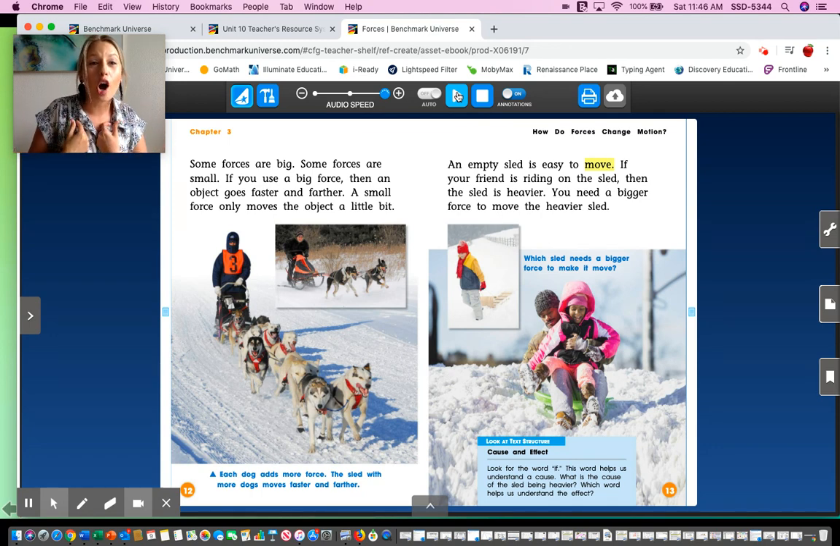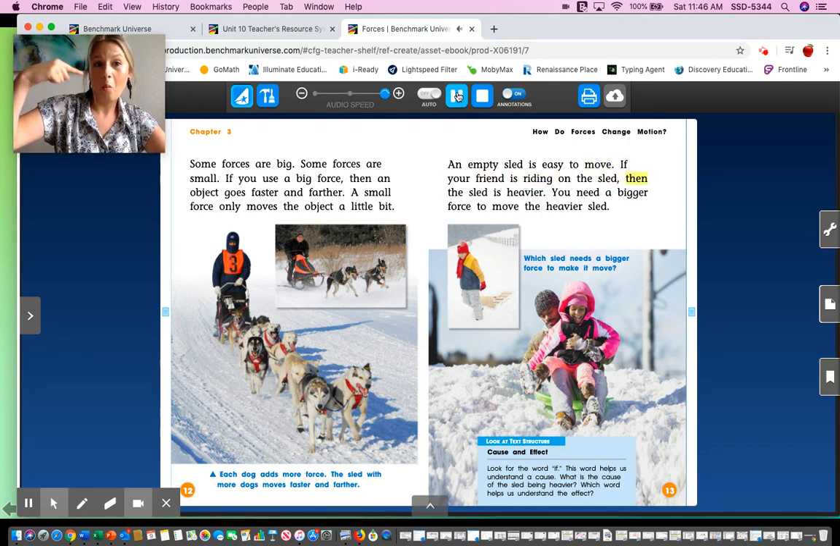It's going to be a lot harder to move if your friend is riding on the sled, because then the sled is heavier. You need a bigger force to move the heavier sled.